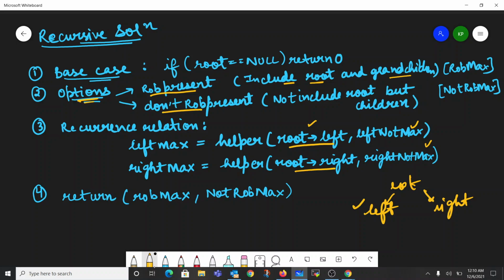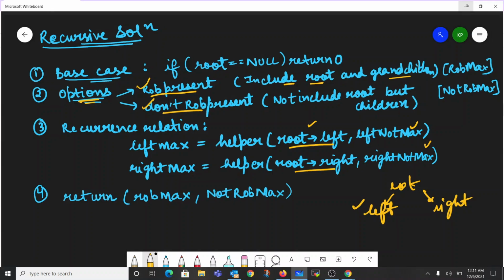So at a single point, we would be having a few values which will be indicating whether I am choosing the present node or not. And then at the end, I would be returning whatsoever answer I would be getting from both of these options. I would be returning the maximum out of them. So this is how the recursive solution would be like. So let me walk you through the code.